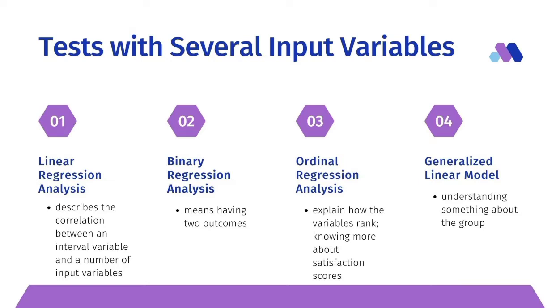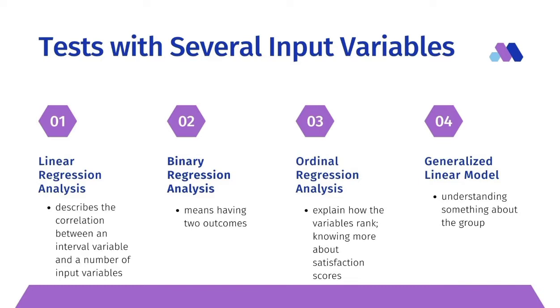If we take the example of employees leaving the business in the last year, there might be information such as age, gender, seniority, absence due to illness, and so forth that might describe the difference between the two groups. In this context, the method typically used is binary regression analysis. In some cases, we want to explain how the variables rank, because we want to know more about satisfaction scores, where the answers are typically called something like very happy, happy, neutral, unhappy, or very unhappy.